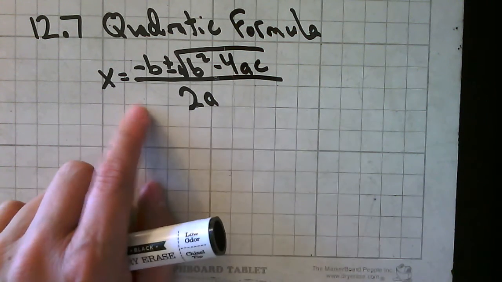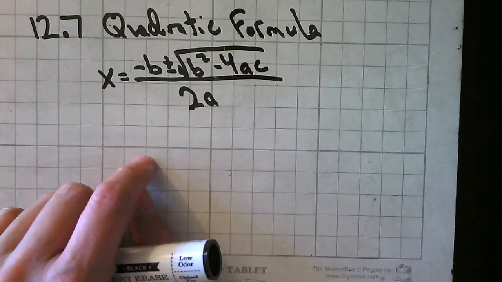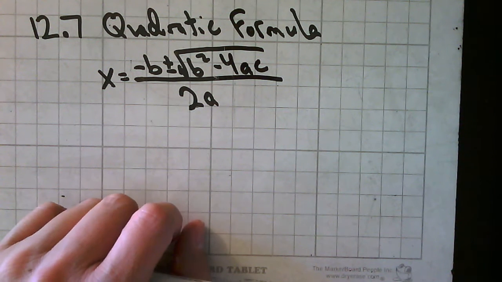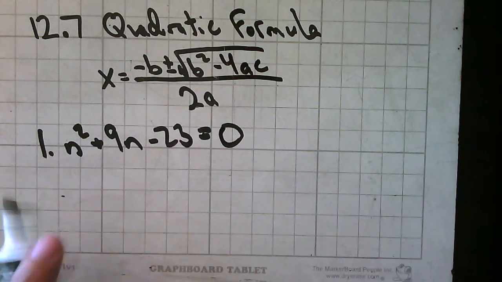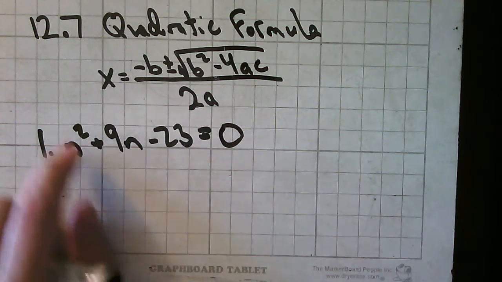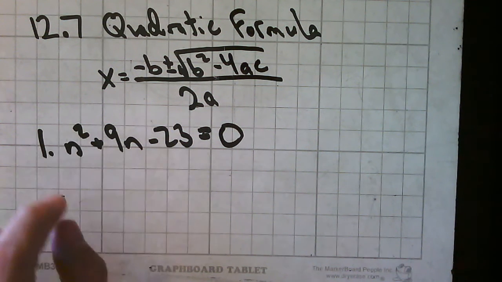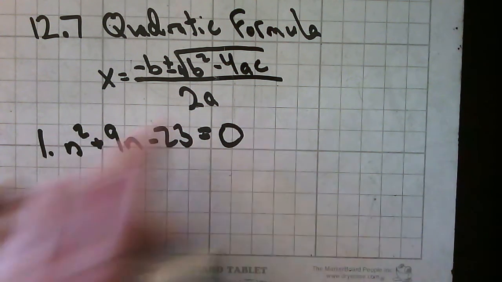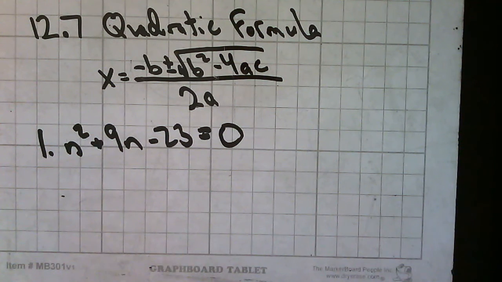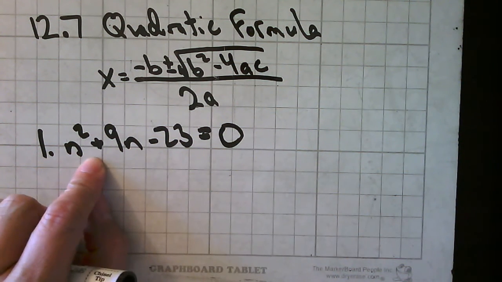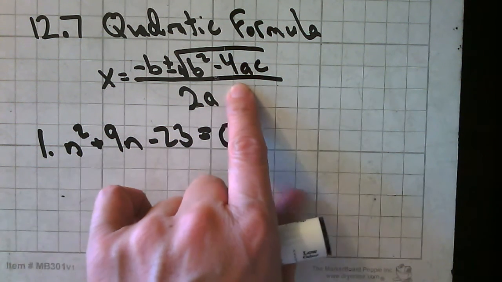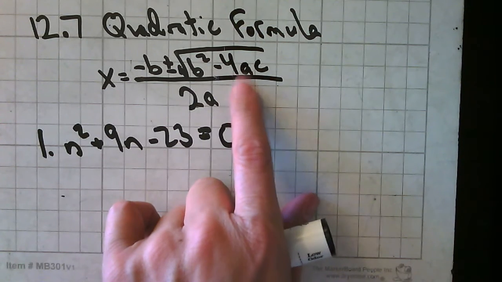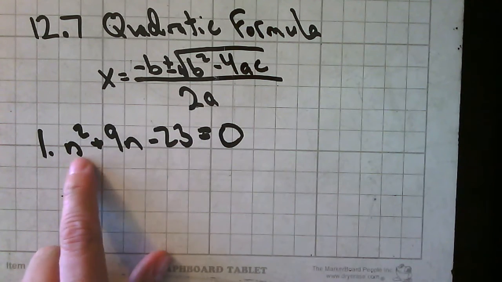So let's get into solving the quadratic formula. Let's go into our first problem. All right, here's the first problem we're going to solve. We're going to be solving for n. And since we have a squared here, we're going to be expecting two solutions unless the discriminant is 0. So we'll see if it's two real solutions, two imaginary solutions, or one real solution, okay?